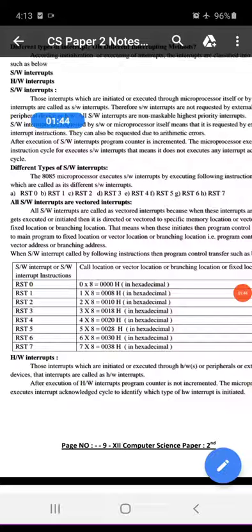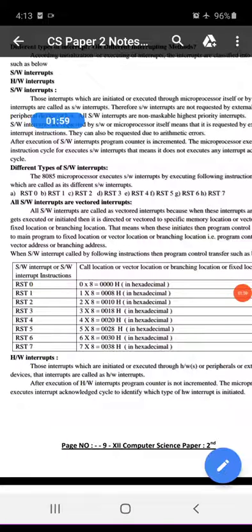So here for RST0 the memory location is 0000 hex, RST1 0008 hex, RST2 0010 hex, RST3 0018 hex, RST4 0020 hex, RST5 0028 hex, RST6 0030 hex, RST7 0038 hex. So this memory location contains the next code to be executed.